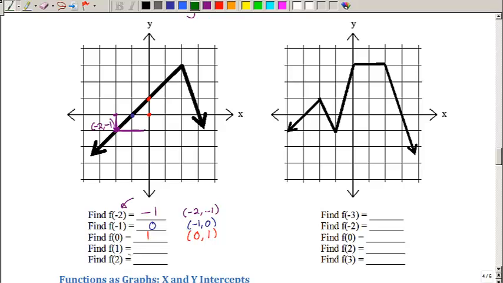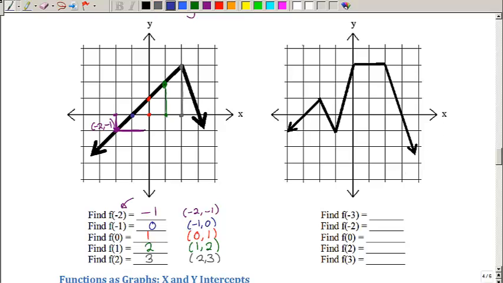To find f of 1, I go to the x-axis at 1 and I look either up or down to find the corresponding y value. The corresponding y value here is 2. The associated ordered pair is (1, 2). And lastly, f of 2, I'm looking for 2 on the x-axis, and I'm going to look up or down to find the corresponding y value. In this case, the corresponding y value is 3. The associated ordered pair would be (2, 3).